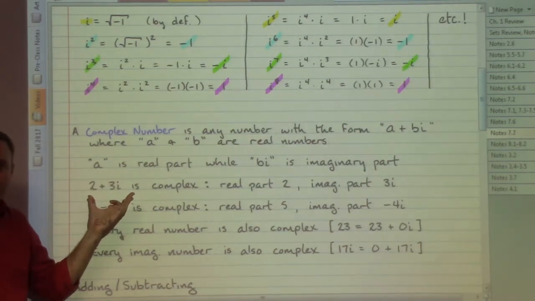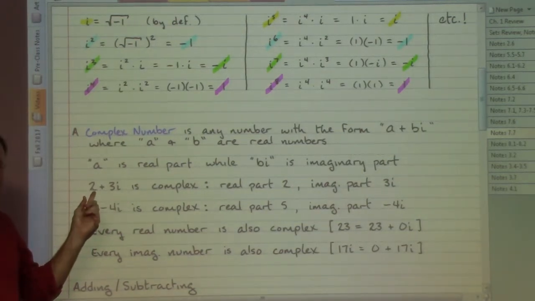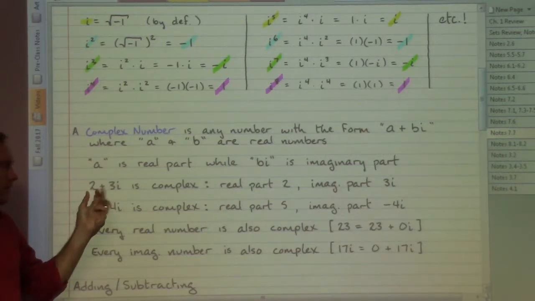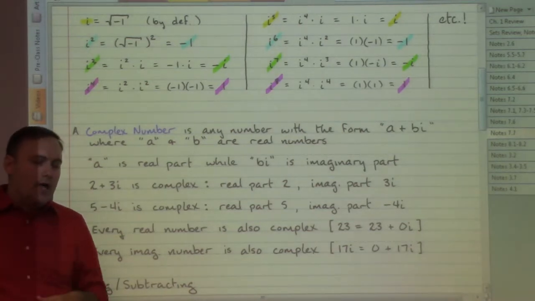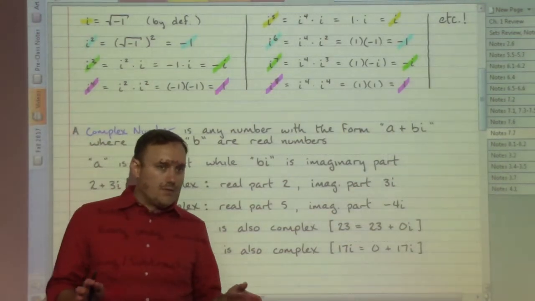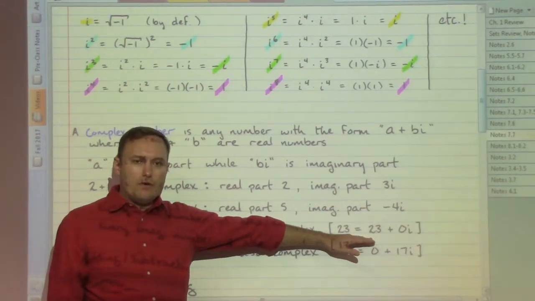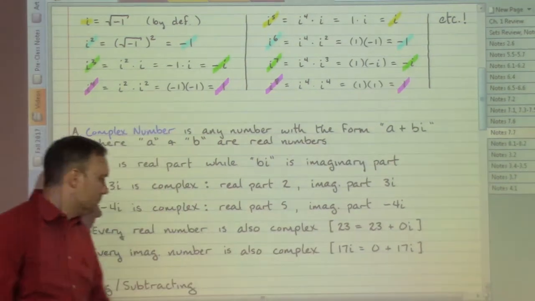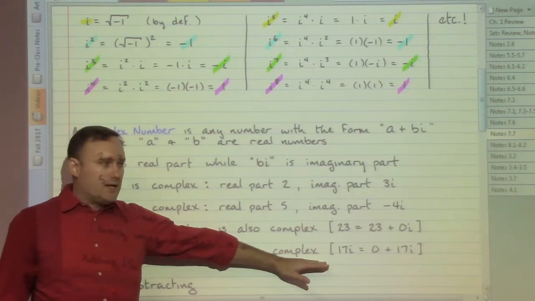Specifically, that's going to come up very shortly in solving equations. 2 plus 3i. The first part is the real number part, 2. The second part, the part that has the I on it, that's the imaginary part. 5 minus 4i, likewise. Every real number can also now be considered as a complex number. So all the real numbers that we've been working with fit in this larger pool because they can all be viewed as complex numbers. And all those imaginary numbers that we just introduced can be viewed as complex numbers also.